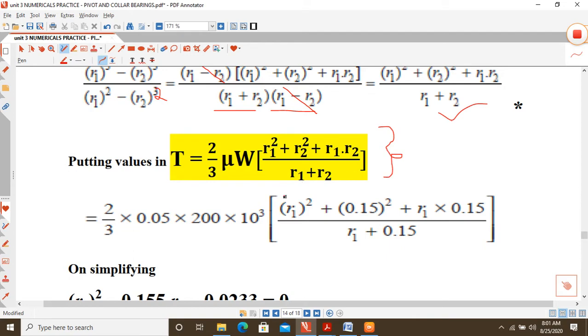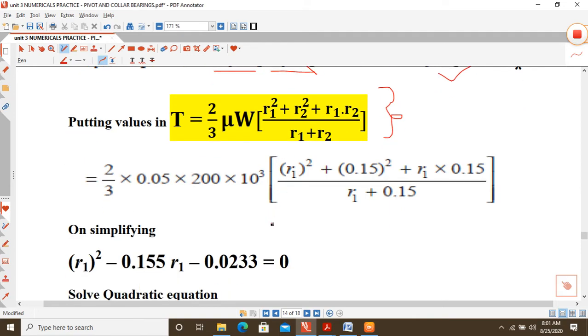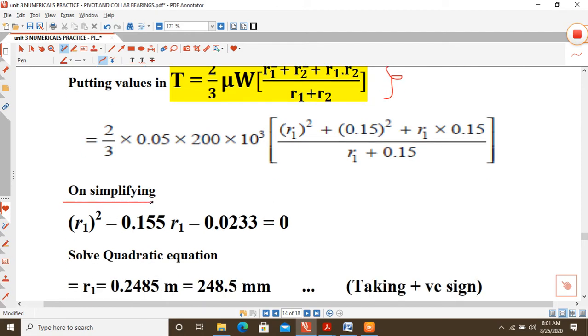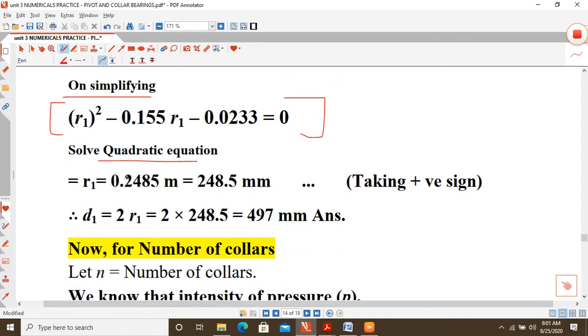Putting all these values, we will get the equation in terms of R1 square. So finally, on simplifying and putting the value of frictional torque, it comes out to be R1 square minus 0.155 R1 minus 0.0233 equals 0. Now solving it like a quadratic equation, we have different methods. We can solve it using our scientific calculators also directly. So by any method which you know, we can solve and get the value of R1 as 0.2485 meters. In terms of mm, it is 248.5 mm.